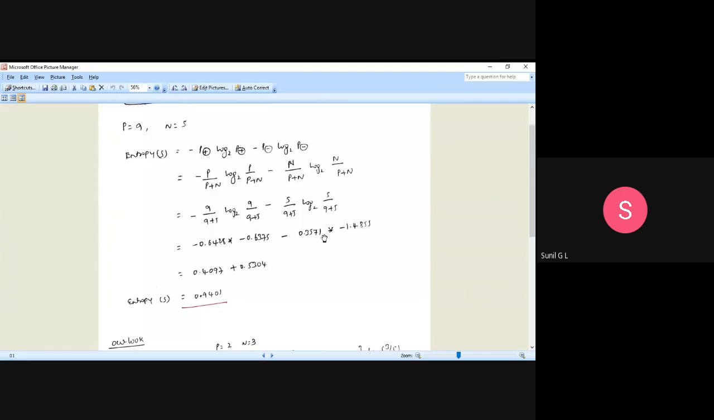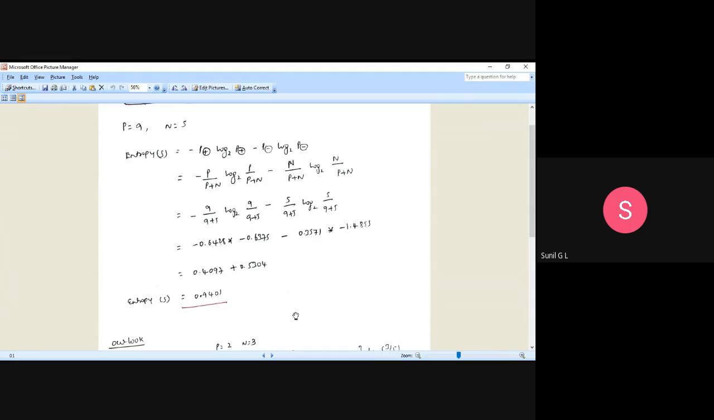Like that we need to calculate. So when I calculate the log 2 value of this one, I will get minus 1.4855. When I multiply these two, negative into negative will be positive, I will get 0.4097 plus. When I multiply these two things, negative into negative is positive, and I will get 0.5304. Now when I add these, I will get the entropy of the whole data set.